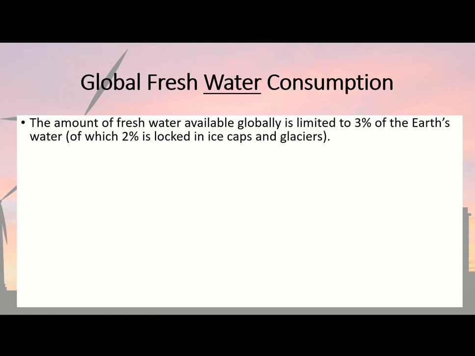It's covered in water. But only 3% of all that water that you see from the pictures of Earth from space is fresh water. And that means not salty. And of that 3%, only 1% of it actually is available, because 2% of it is frozen in ice caps, glaciers in places like Greenland and Antarctica.